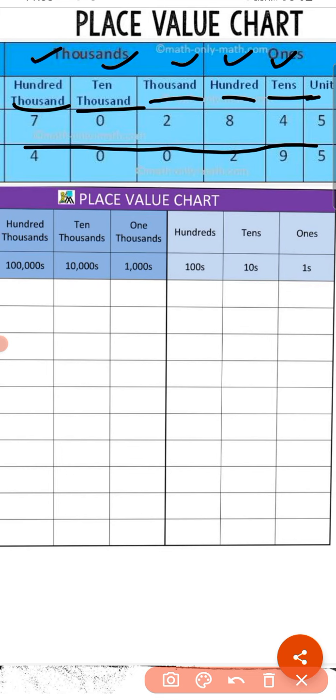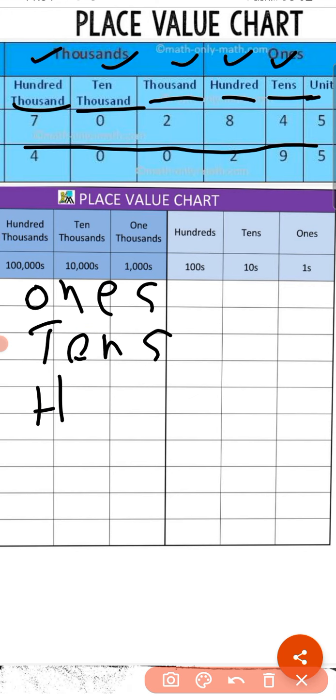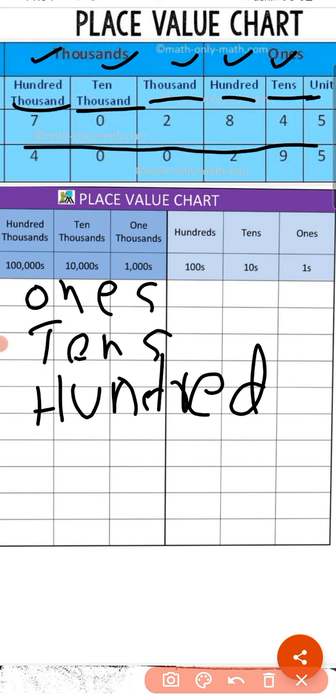Here we can divide these numbers into two groups. These groups are called periods. And each period is separated by a comma. This number can be divided into two groups called periods. That is, the first three digits, starting from the right: ones, tens, hundreds. This is the first group, which is known as a period.